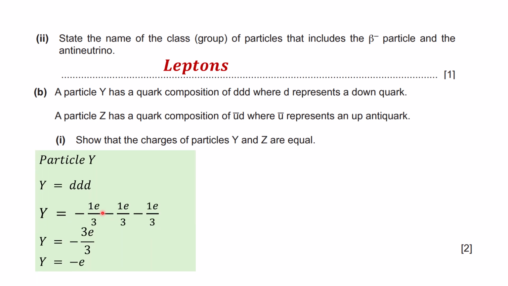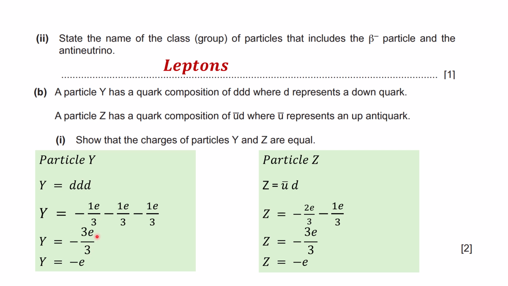How do we do that? Well, the particle Y is D, D, D, down, down, down, and the charge of a down quark is -1/3 of the elementary charge, -1/3 of elementary charge, -1/3 of elementary charge, because we have 3 Ds. And when we add, this is -3e/3, which is -e.